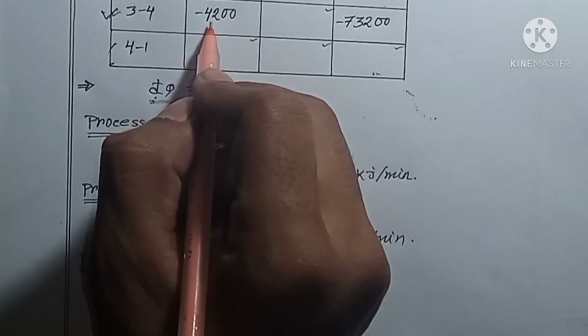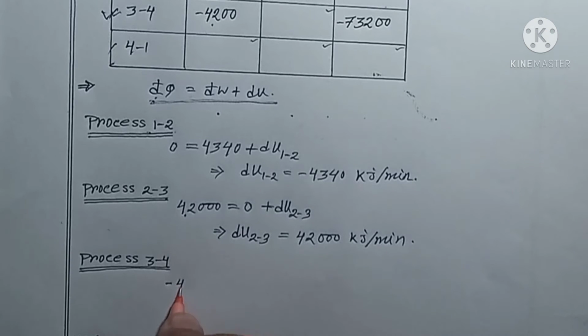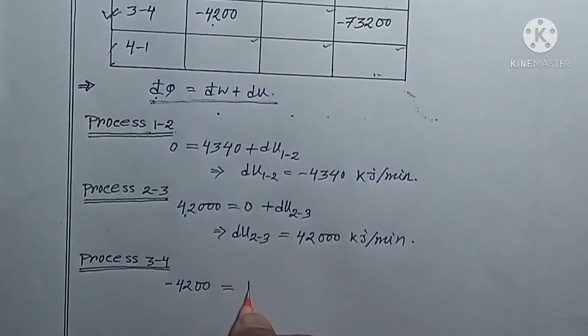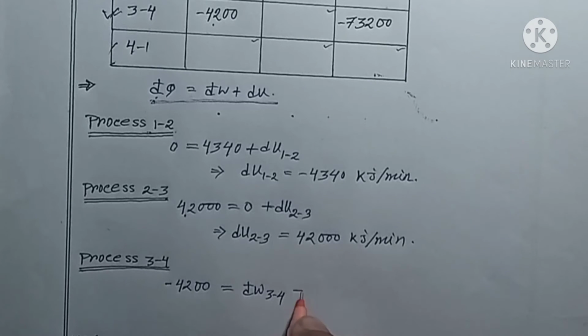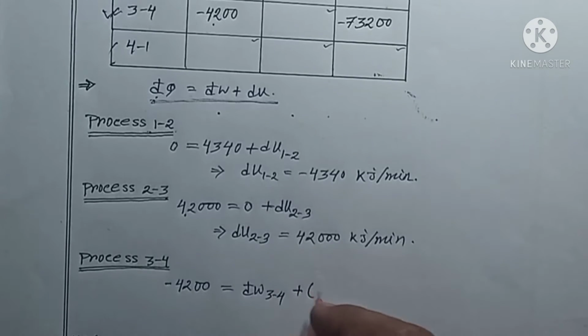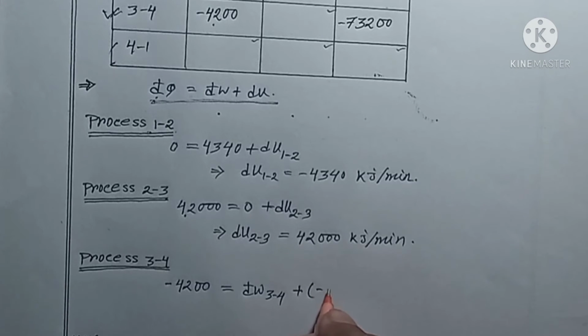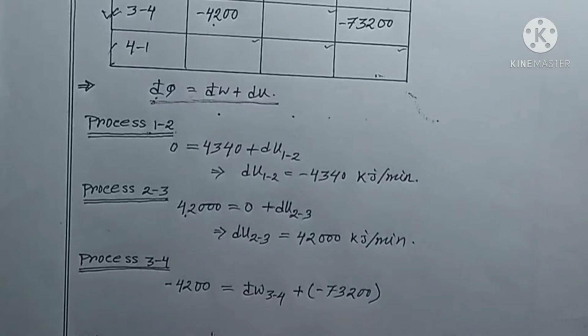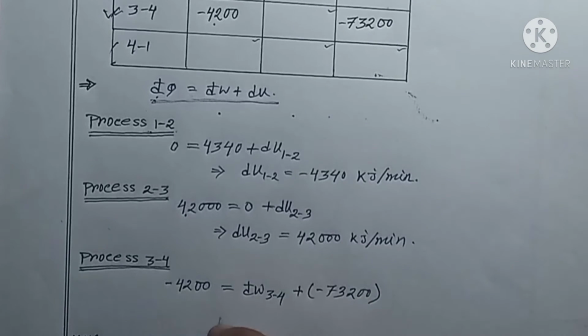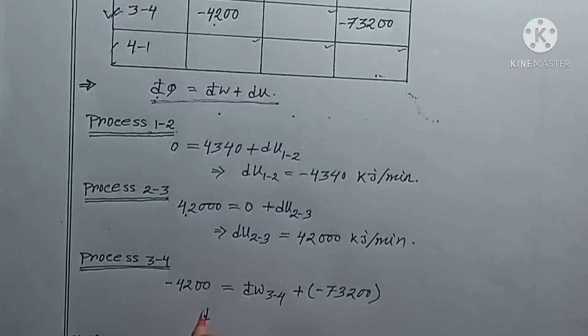Now let's go to process 3 to 4. For process 3 to 4, q is given as minus 4200, which equals dw, which we have to find for process 3 to 4, plus du, the change in internal energy for process 3 to 4, which is given as minus 73200. So after calculation you will get that for process 3 to 4 dw will be how much?